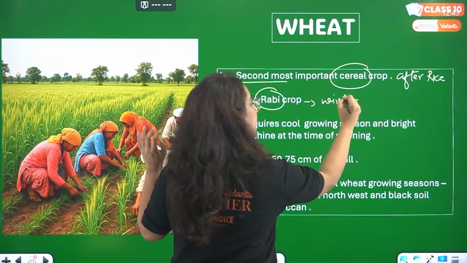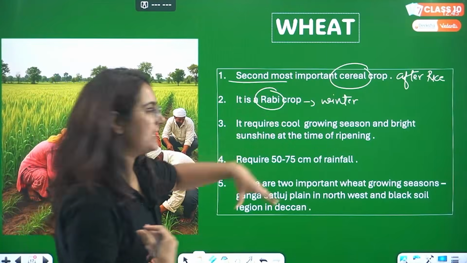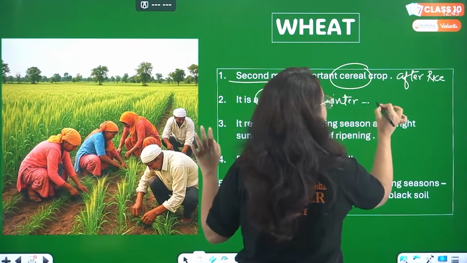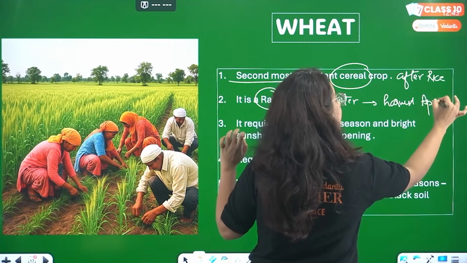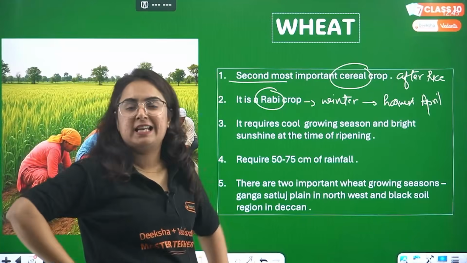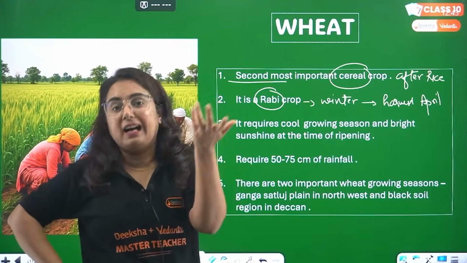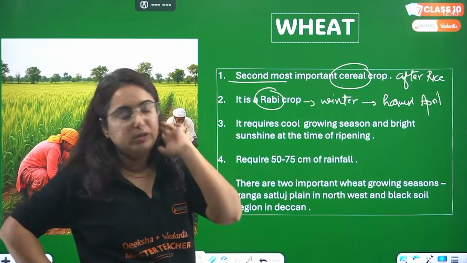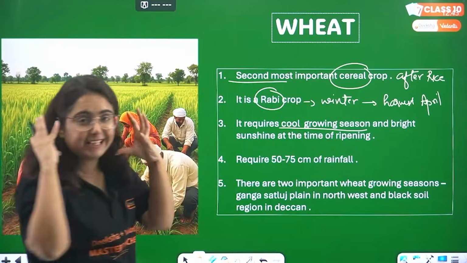When is it grown? In winter. As in winter we sow, rabi sown. So yes, it is grown in winter and it is harvested in the month of April. When wheat gets harvested in Punjab, the celebrations of Baisakhi start there. And in major parts of India, Sankranti is celebrated during that time only. So yes, it requires a cool growing season, very obvious.